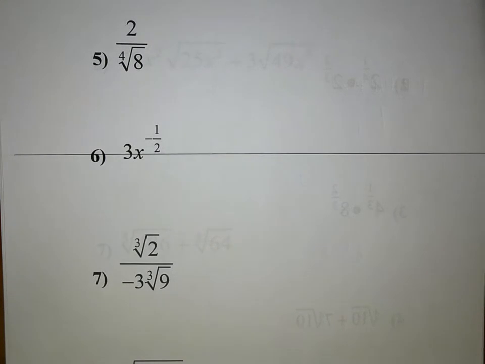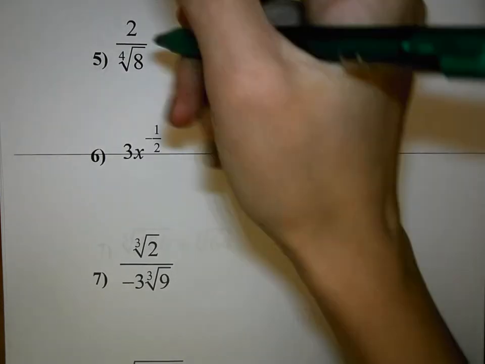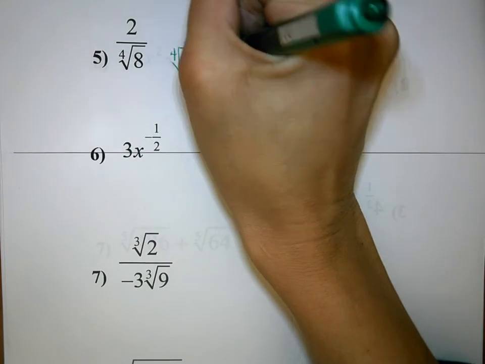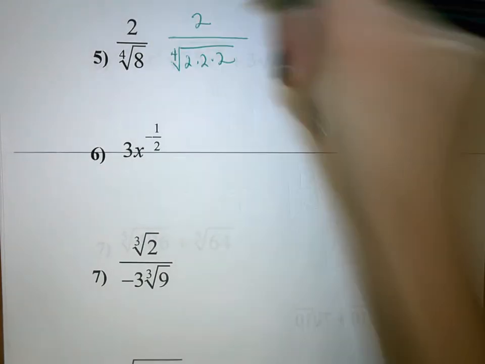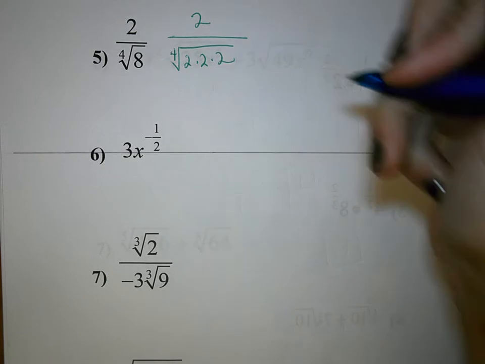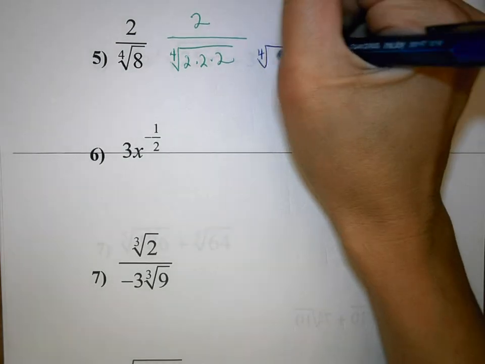Okay, so what does the 4th root of 8 break down to? 2 times 2 times 2. And then I still have a 2 on the top. And how many more 2's do I need to make a fourth root here? 1. So I'm multiplying by the fourth root of 2.